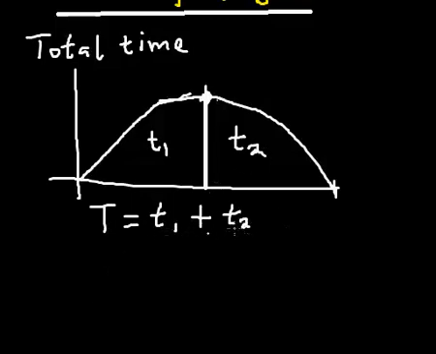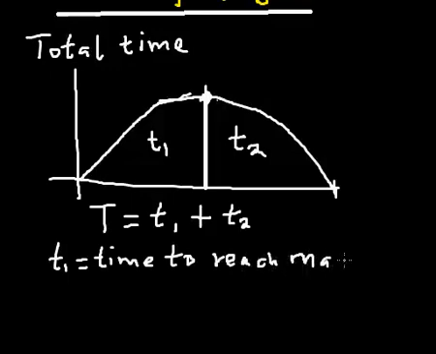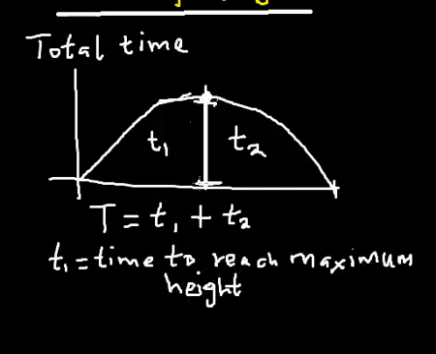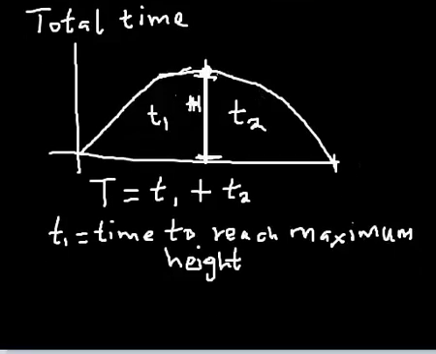So if I get my T1, I'll just multiply by 2. But first of all, let's get the time. This T1 represents the time it takes the projectile to reach the maximum height. And of course, you know that from here to here is the maximum height of the projectile. So we get to that point. Now let's do that.